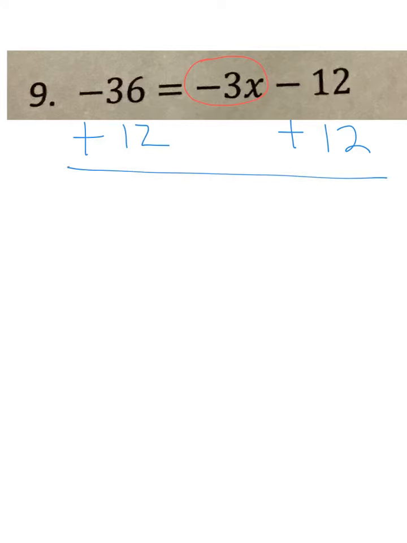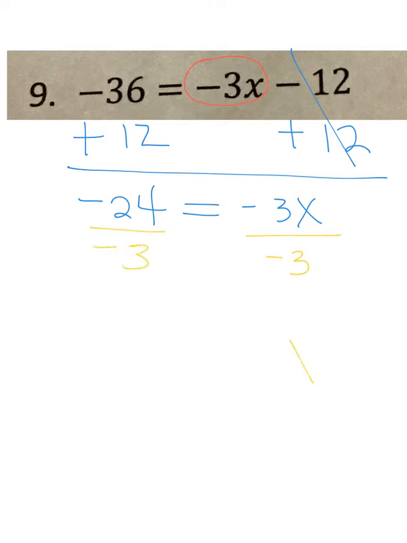Negative 36 plus 12. They're opposite signs, so I subtract and keep the sign of the bigger number. On the right-hand side, I'm left with not 3x, negative 3x. Now to get the x by itself, I have to divide both sides by negative 3. And I get x equals negative 24 over negative 3.